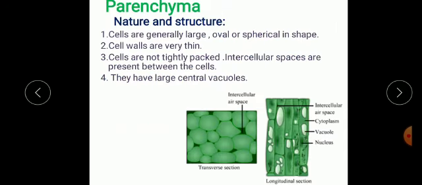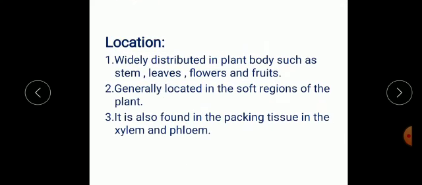Parenchyma. Let us first study the nature and structure of parenchyma. Cells present in parenchyma are generally large, oval or spherical in shape. Cell walls are very thin. Cells are not tightly packed. Intercellular spaces are present between the cells. Intercellular spaces are shown over here. You can see some space is there between the cells. They have large central vacuoles. Large central vacuoles are also present in the cells of parenchyma.